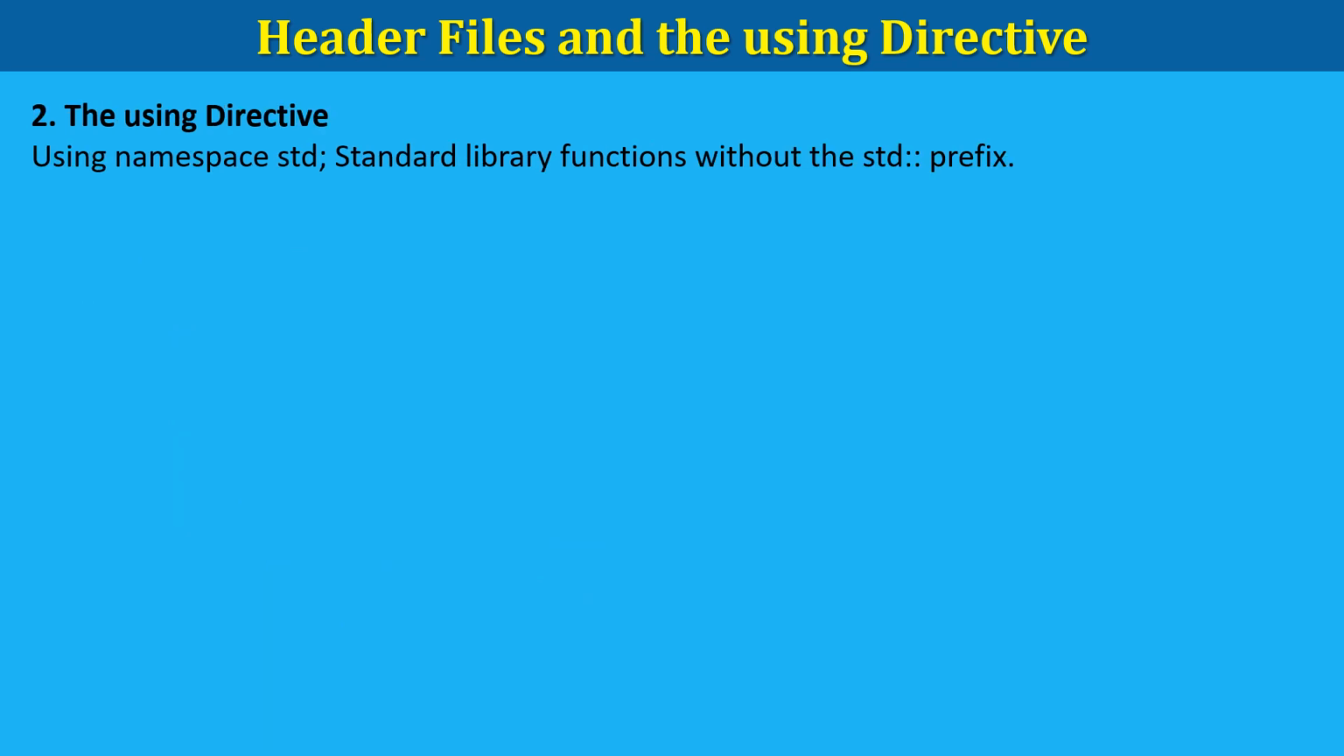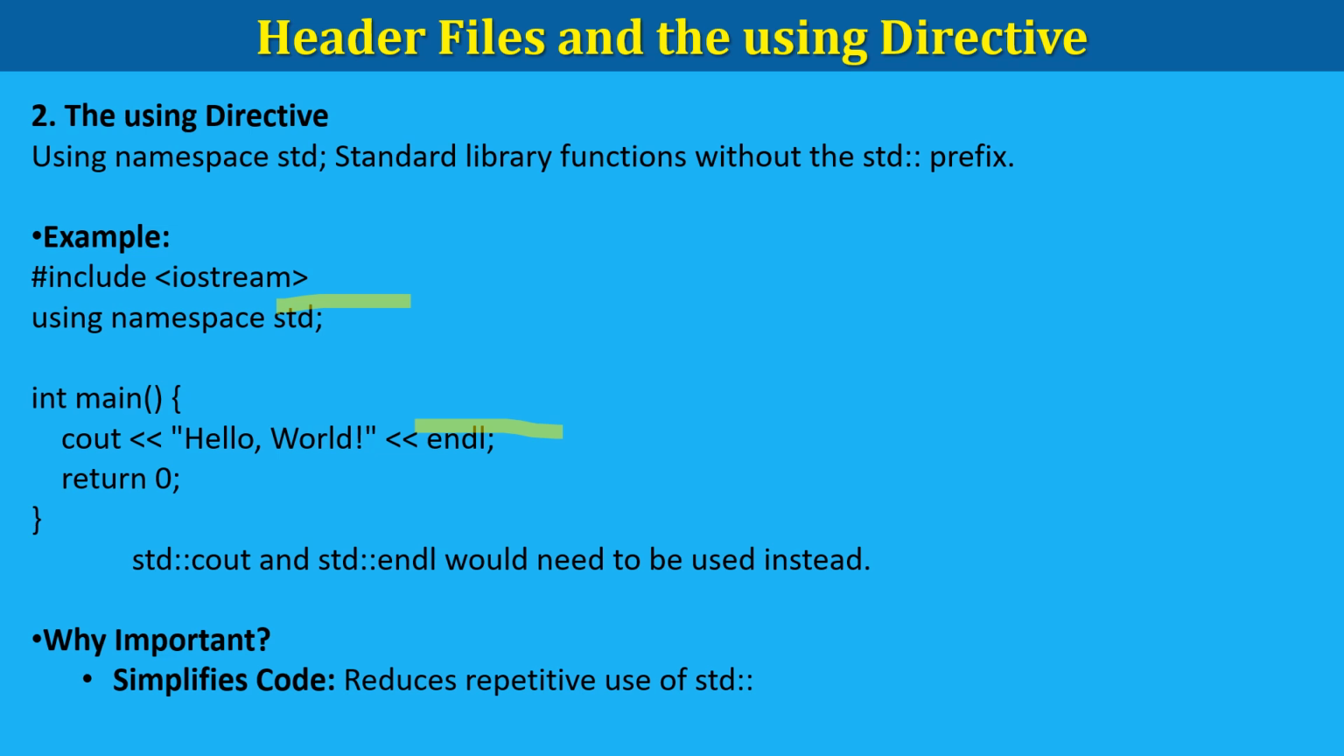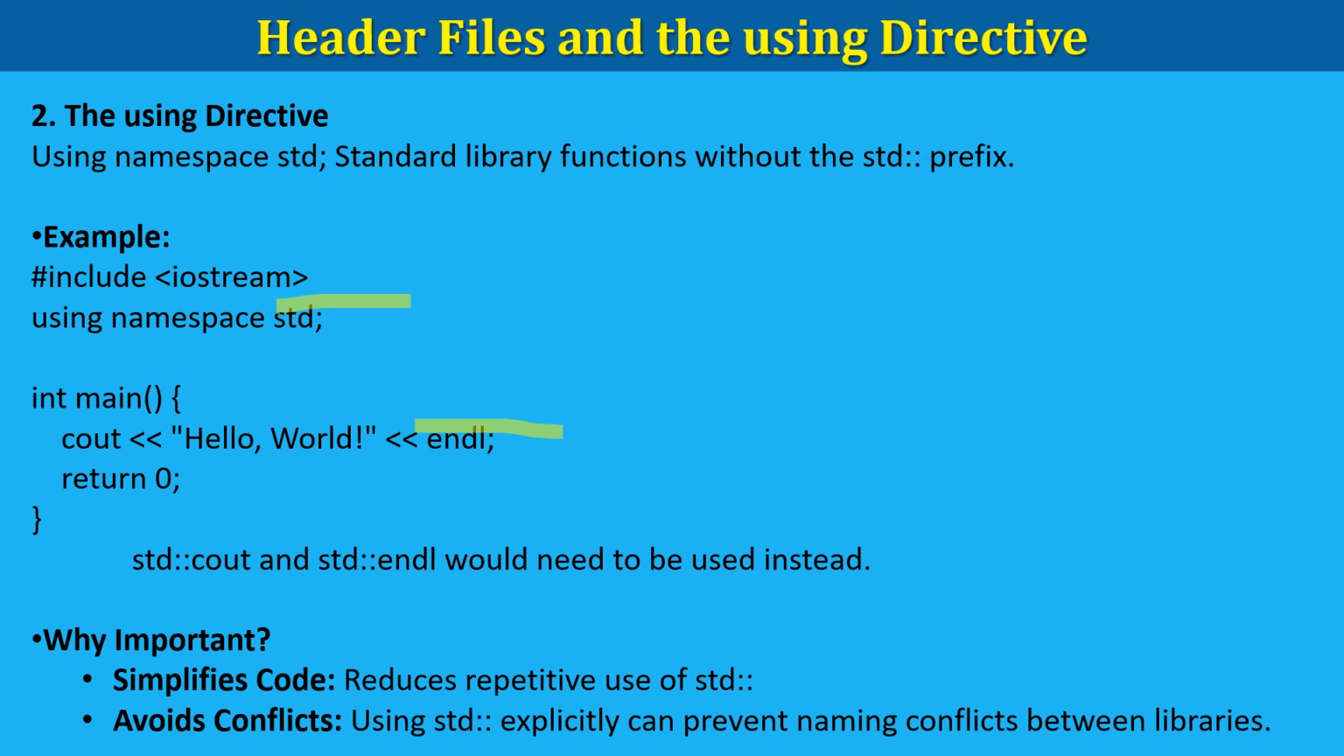The using directive, using namespace std, allows direct access to the standard library functions without the std prefix. For example, without this directive, std::cout would need to be used instead. Why is it important? It simplifies code, reduces repetitive use of std in small programs, and avoids conflict in large projects. Using std explicitly can prevent naming conflicts between libraries.